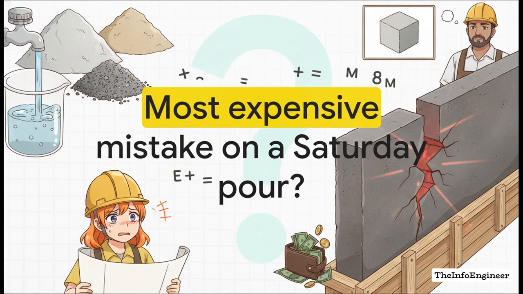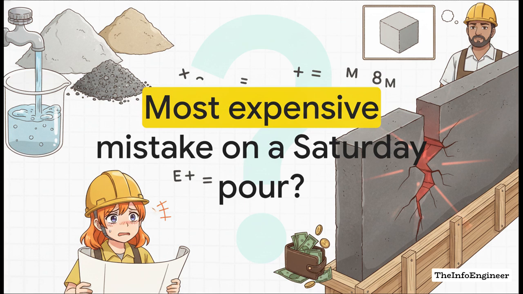So, what is the single most expensive mistake a rookie estimator can make, especially on a high-stress Saturday pour? It's a massive trap, and it's simply this: assuming your wet concrete volume equals your dry material volume. You do your initial length times width times depth calculations, you get your cubic meters, and you think, great, I'm done. You order exactly that mathematical amount.